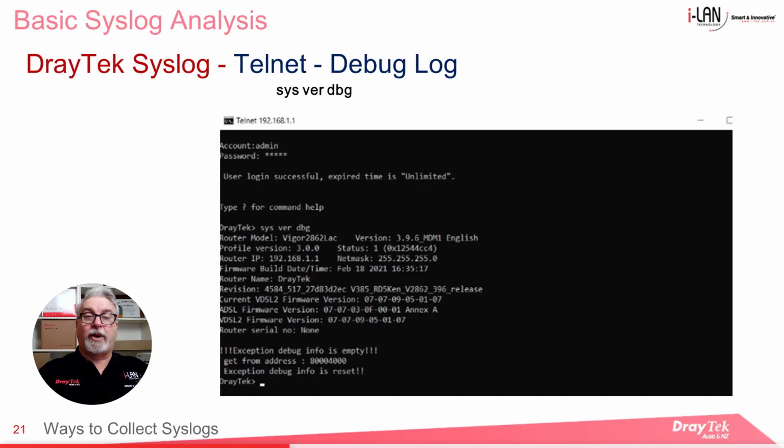The last type of log we ask for if the router crashes unexpectedly is the debug log. You can see this one by using the telnet command sysverdbg. This log shows information about the firmware version installed in the router, as well as information related to the crash. In the example shown here, the router is operating normally, so the exception debug log information at the bottom is empty.